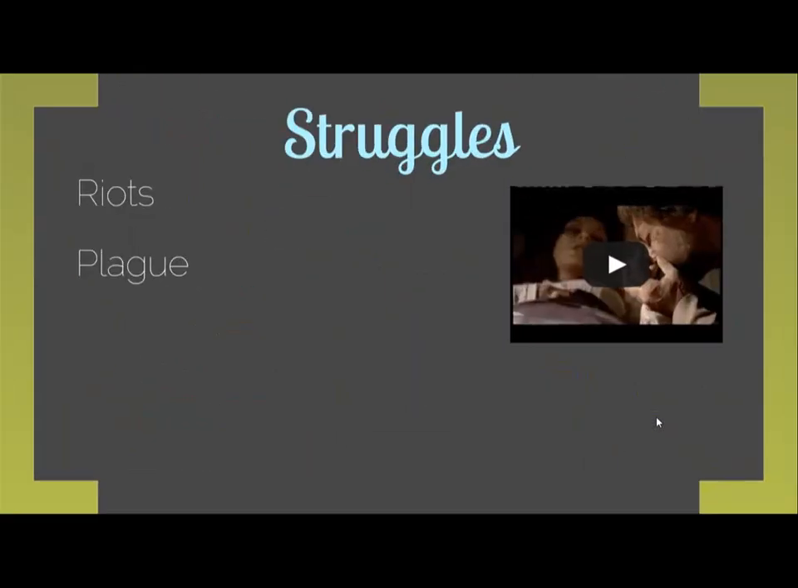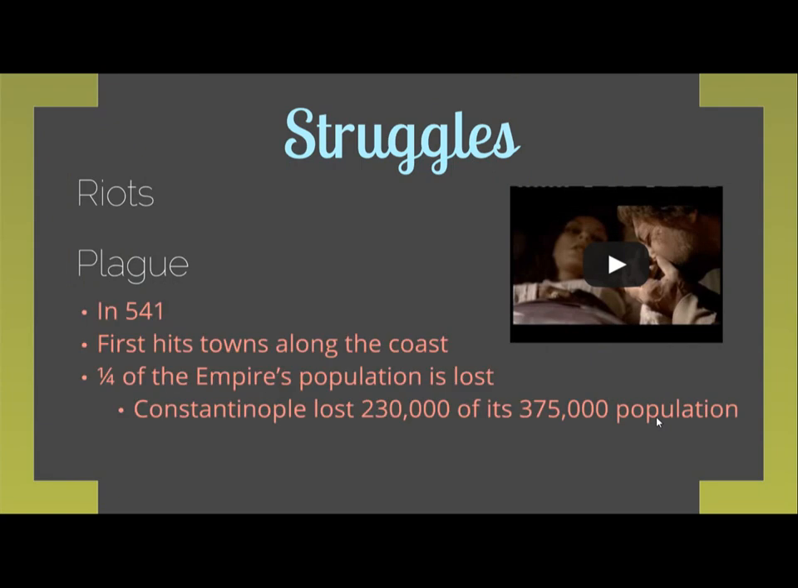Now, during his reign, he's faced with quite a few struggles. There's going to be a lot of riots as well as a plague. The plague is going to strike in 541, and it'll hit the towns along the coast first because the plague will be carried through trade, unfortunately. People will contract the disease and then get on ships and sail home or sail to the new port. Many will die on the journey, and then these ports will try their best to quarantine those that are sick. But it's honestly, they do too little too late.